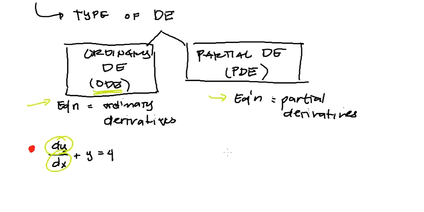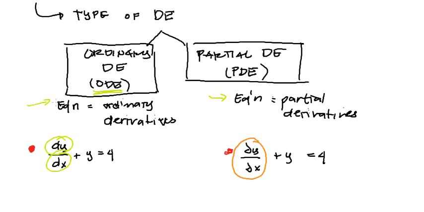Whereas, for example, here we have the partial derivative of y with respect to x plus y is equal to 4. Then, as you can see here, our equation contains partial derivatives of y with respect to x. That's why it is under the type partial differential equation.